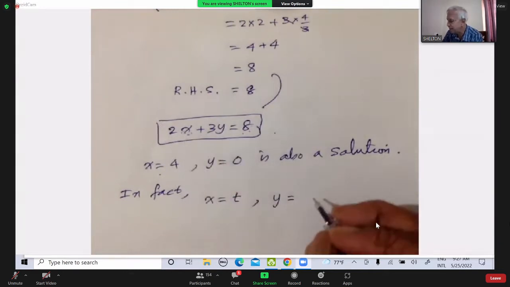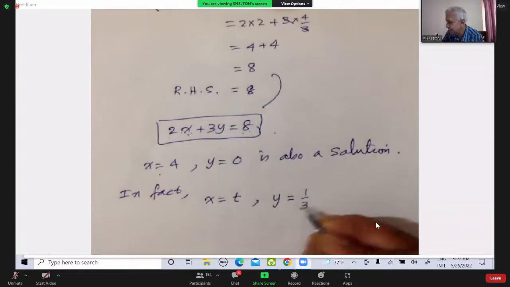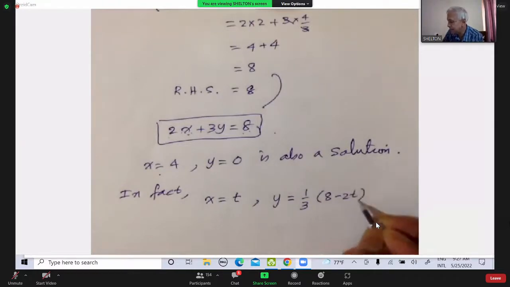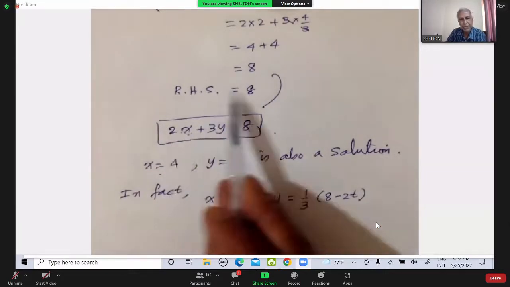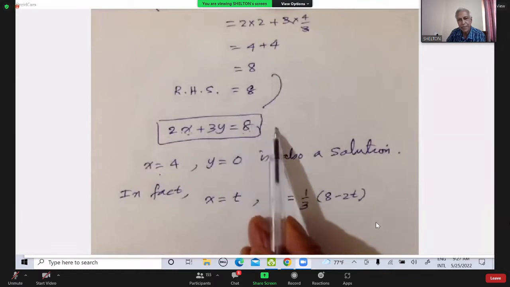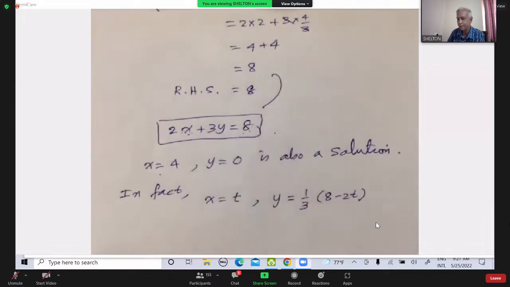8 minus x, where x is t, a number, any number. Then y should be 1/3 (8 minus 2t). Do you understand how I get 2t? Take it to the other side. 8 minus 2t divided by 3. So y is 1/3 (8 minus 2t) for any t. What is t? For any real number.